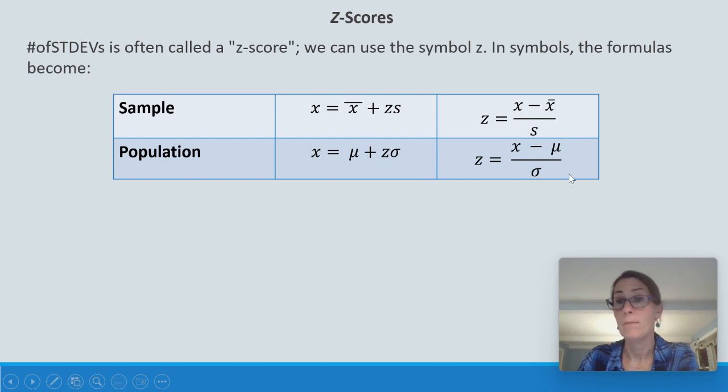And then we have our population row, which is pretty much the same, but we use the population mean and the population standard deviation in both of these 2 formulas.